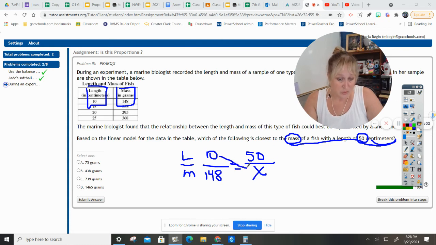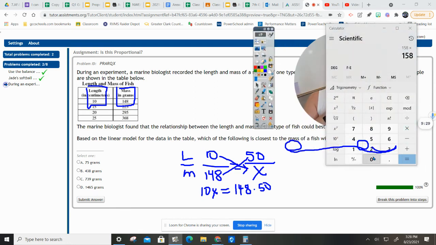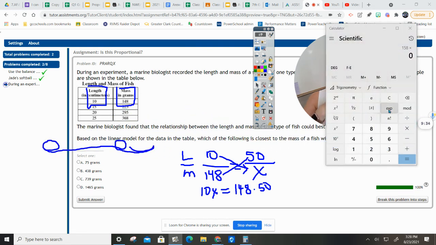So now we're going to cross multiply. Again, I'm putting my x first. That multiplication is on this side of the equals, and 148 times 50 is on the other side. I'm going to use my calculator because, again, I do not want to lose points when I have access to a calculator. 148 times 50 equals 7,400.